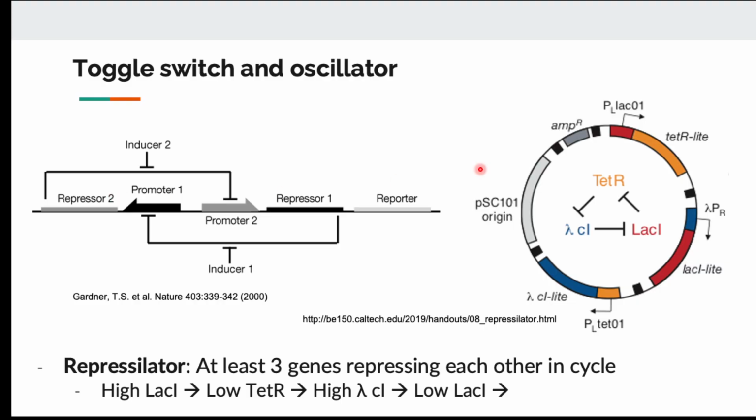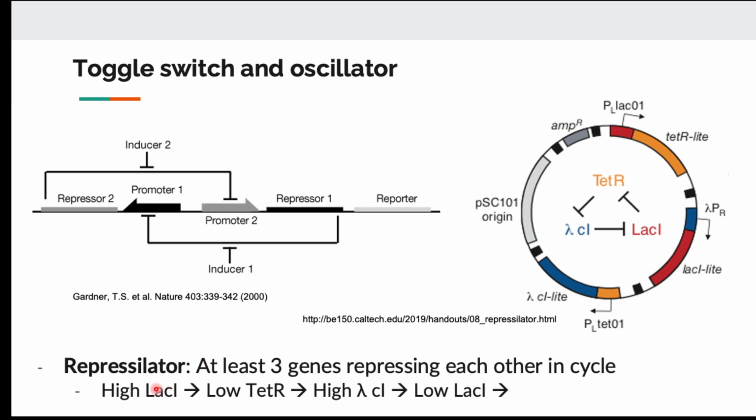Very simple. Another example that I want to show this time is what people call an oscillator. In this case, instead of having two genes repress each other, now we have three genes repressing each other. And cool things happen when you go from 2 to 3. When you have two genes, when one gene is high, it will downregulate the other gene. So you have a system where one gene is high, the other gene is low. But when you have three genes repressing each other, let's imagine. In this case, we have a LacI gene, TetR gene, and lambda cI gene.